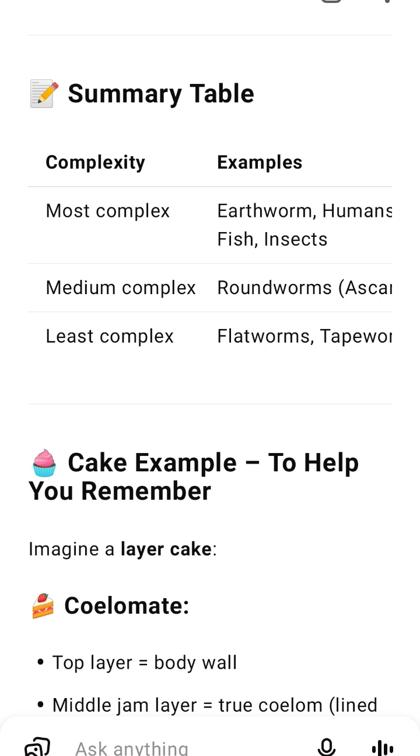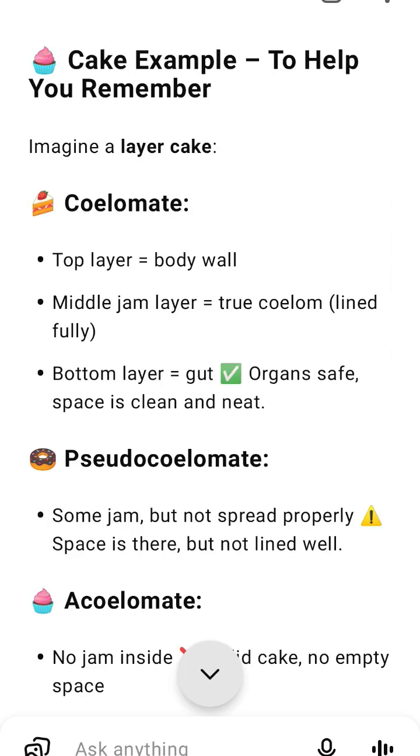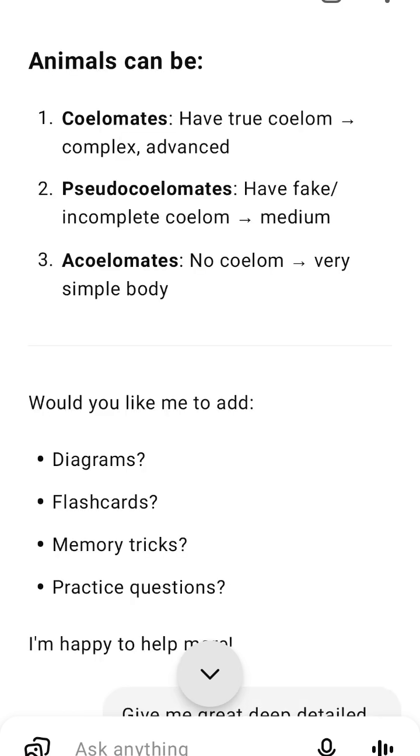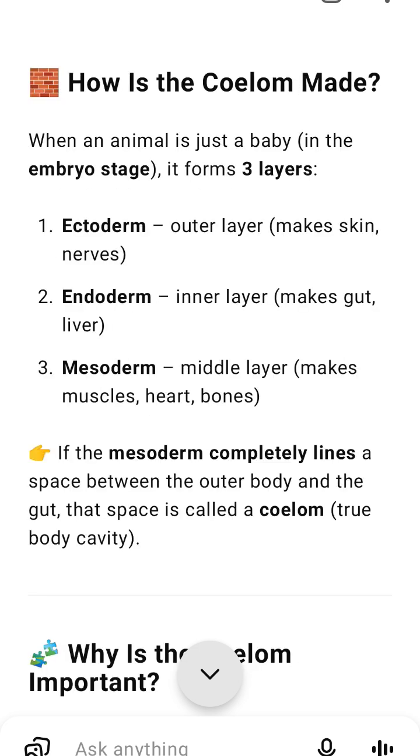Example, think of a bag with some bubble wrap only here and there, not fully safe inside. 3. Acoelomates, no coelom. These animals do not have any body cavity at all. Their bodies are solid inside. Organs are packed together with no space. Examples: flatworms, tapeworms, liver flukes, group Platyhelminths. Think of a stuffed toy with no empty space inside, just cotton from top to bottom.